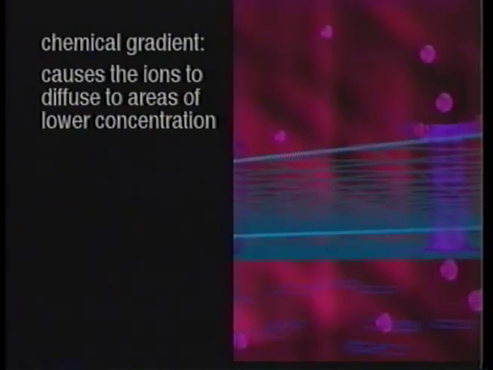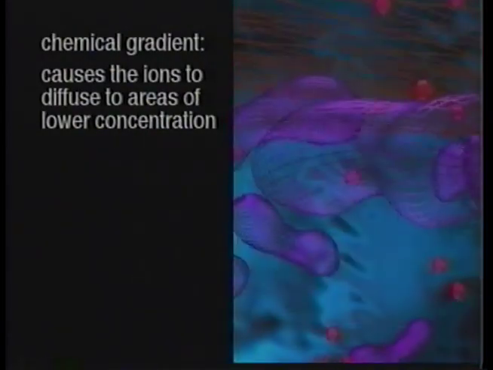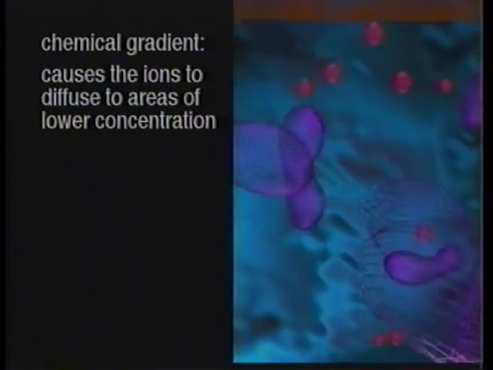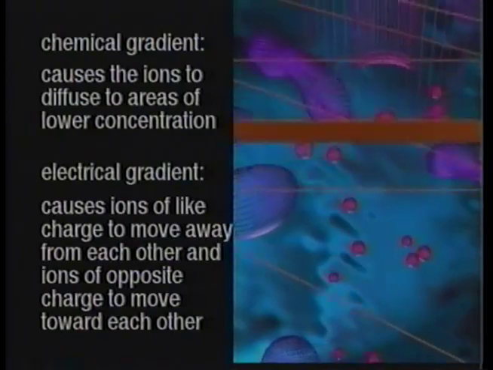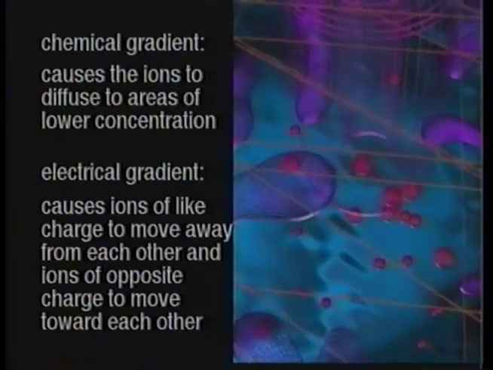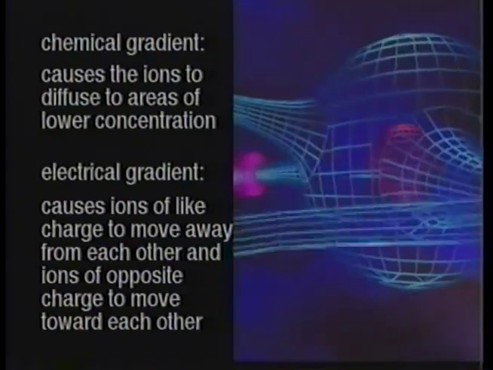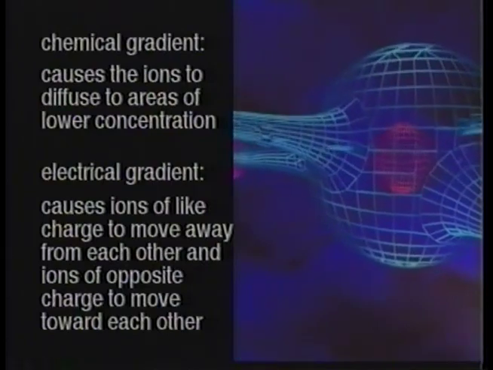There are 2 gradients that exist across the membrane. A chemical gradient that causes the ions to diffuse to areas of lower concentration, and an electrical gradient, which causes ions of like charge to move away from each other, and ions of opposite charge to move towards each other.